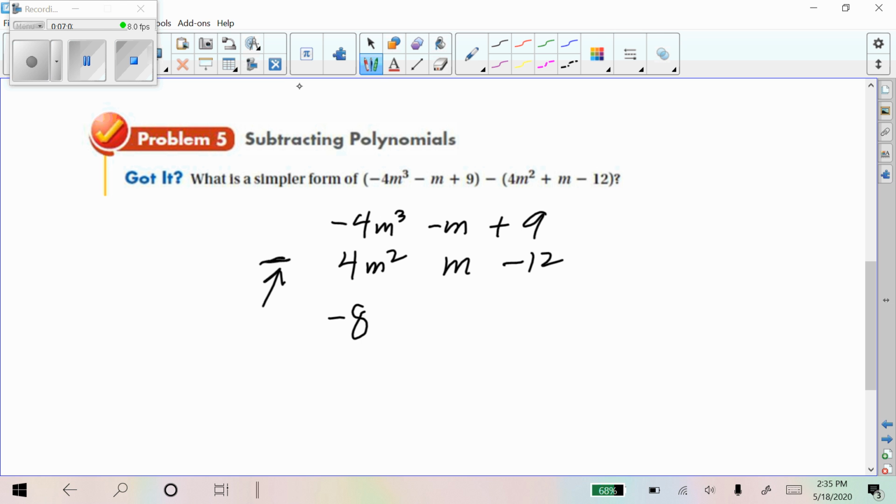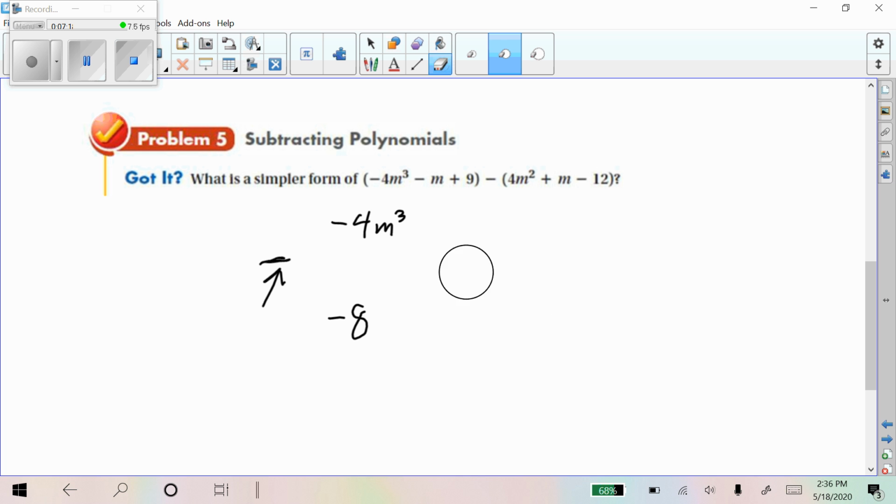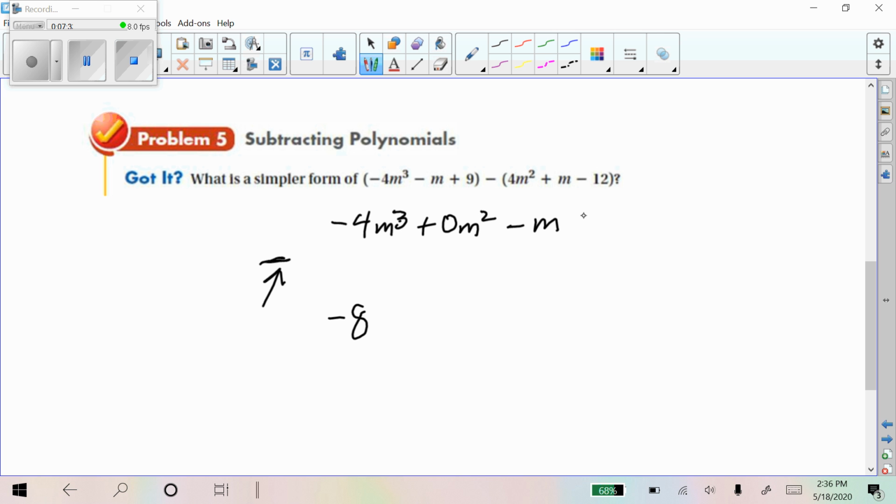I just noticed something. I goofed. This 4m squared should not go underneath that, so we're going to have to change it up a little bit here. We have to have an m squared term. Now what you can do, since this does not have an m squared term in it, you can just put a 0 as your coefficient. So 0m squared minus m plus 9.